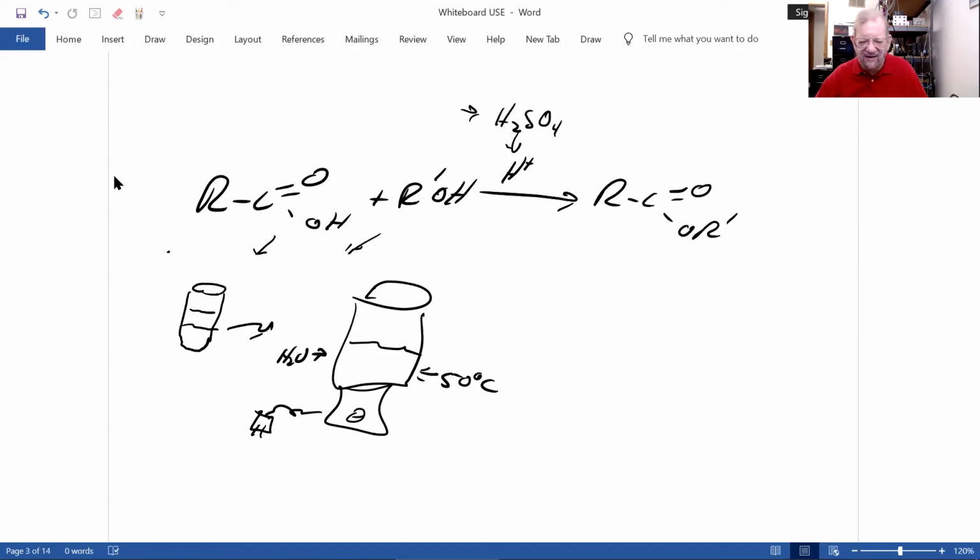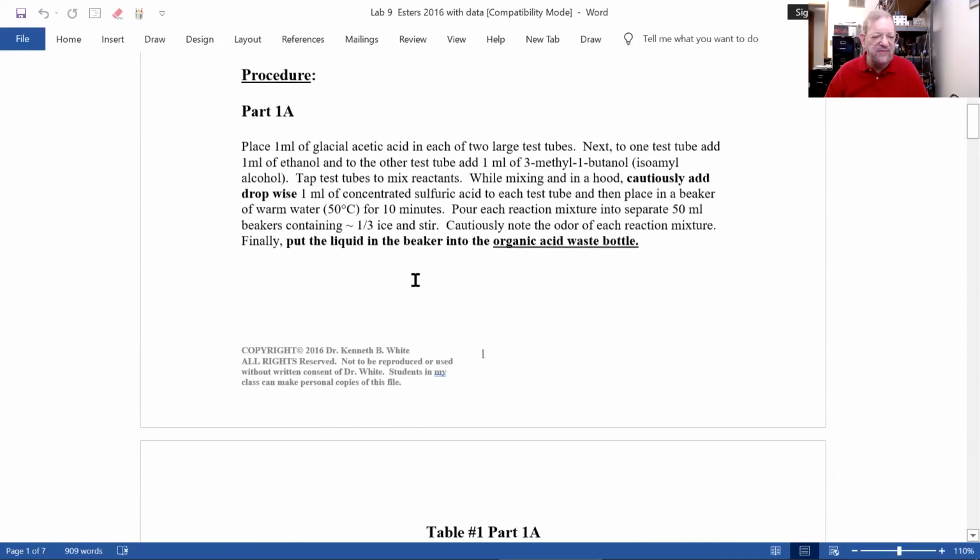When you're done, have another beaker with ice in it. You pour the test tube in there and swirl it, take it out of the fume hood you've been working in, and properly smell it, which I show you how to do. And that's part one of this lab. And there are different parts.